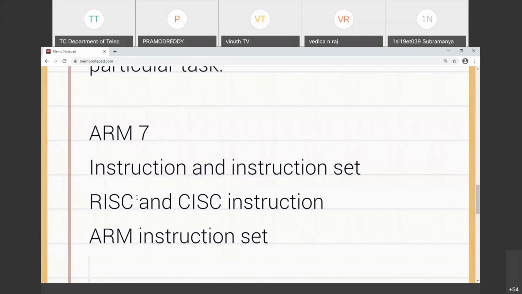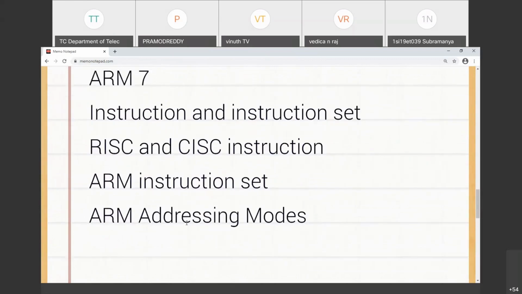Then when I understand the ARM instruction set, I need to know ARM addressing modes. What do you mean by addressing modes? Instruction set and addressing modes are very important. Then I'll say ARM instruction classification. Then we should go into detail on the ARM instruction classification.